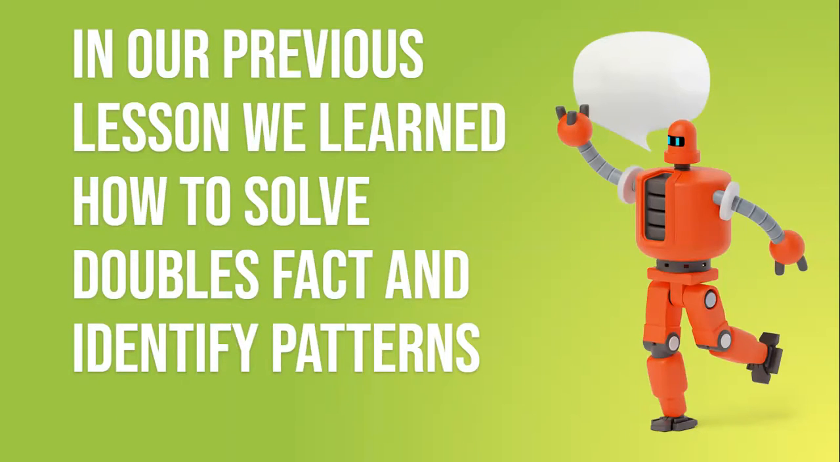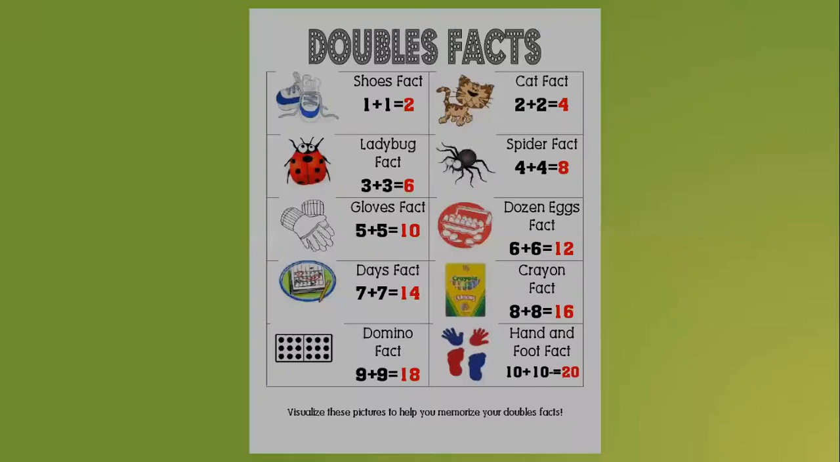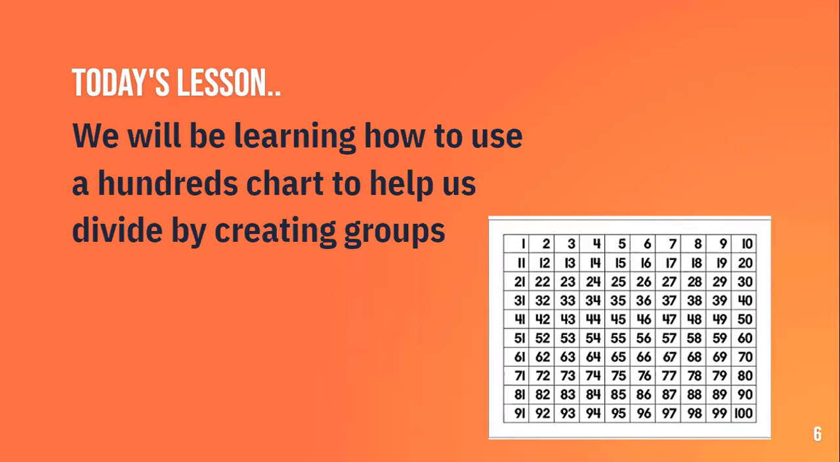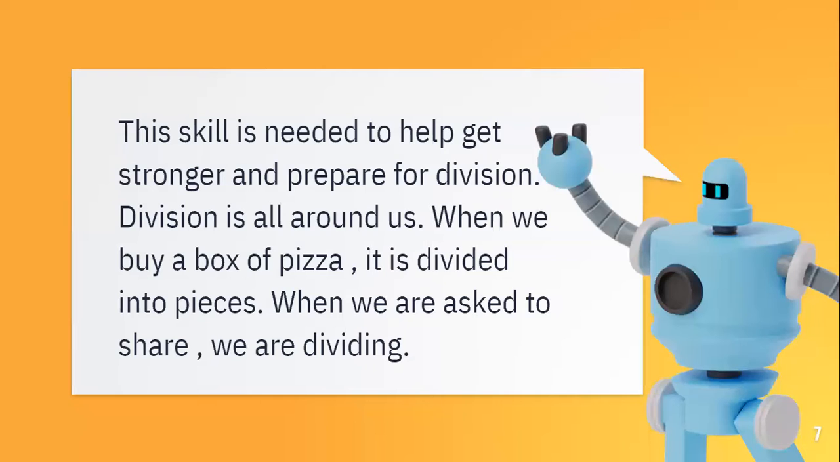So in our previous lesson, we learned how to solve doubles facts and identify patterns. Some doubles facts are 1 plus 1 equals 2, 6 plus 6 equals 12, 10 plus 10 equals 20. Today's lesson, we'll be learning how to use a hundreds chart to help us divide by creating groups. The skills needed to help get stronger and prepare for division.